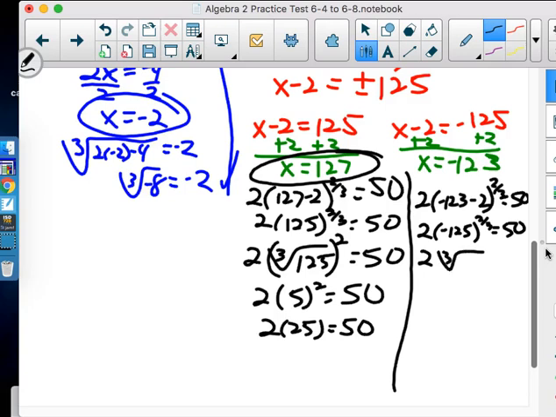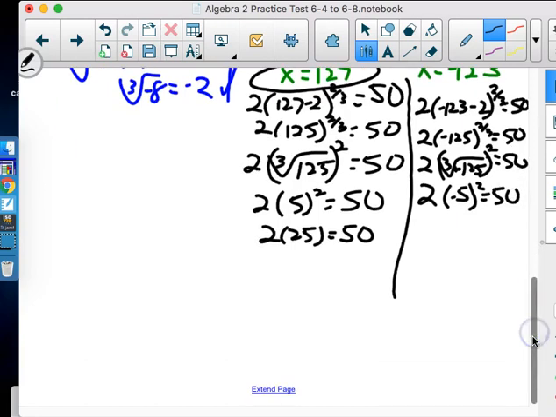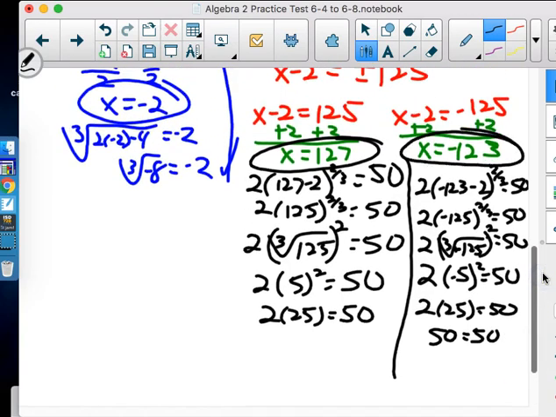So we'll have the cubed root of negative 125 squared equals 50. What's the cubed root of negative 125? Negative 5 squared equals 50. What's negative 5 squared? Still just 25. Hey, they both work. Excellent. They're both a go. So this one has 2 answers.